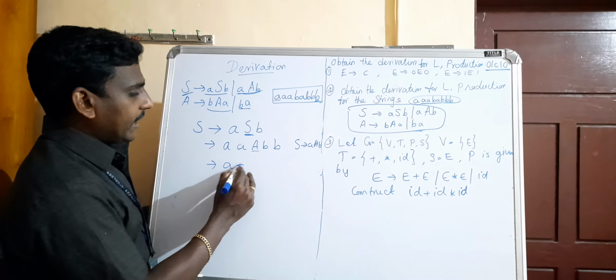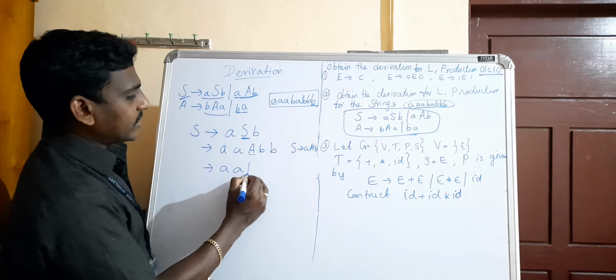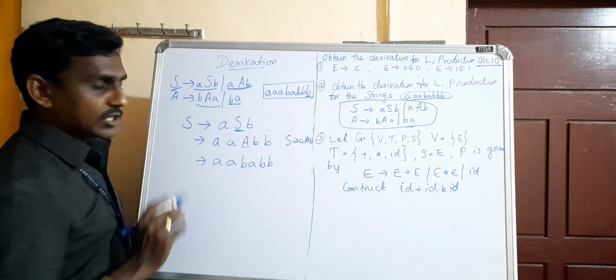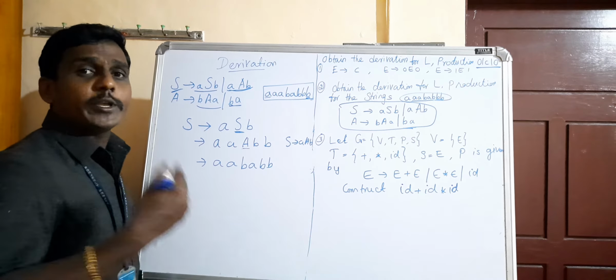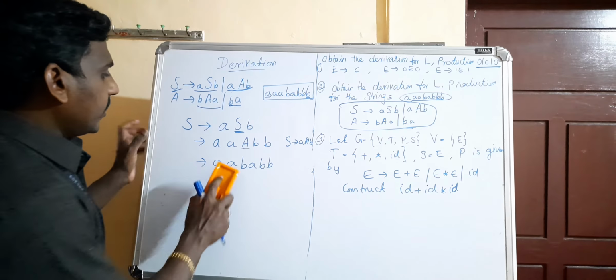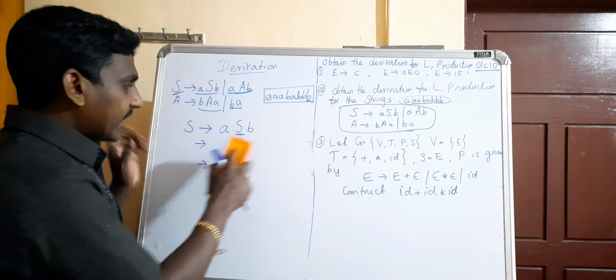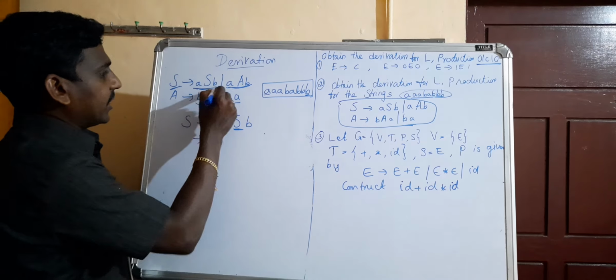For example, see, AA, for this A I can apply this, which means I will get BA, BB. Okay, so this answer is wrong. There is no variable to expand. So you have to think, so I cannot use this production here. Okay, so once again I want to use this production.